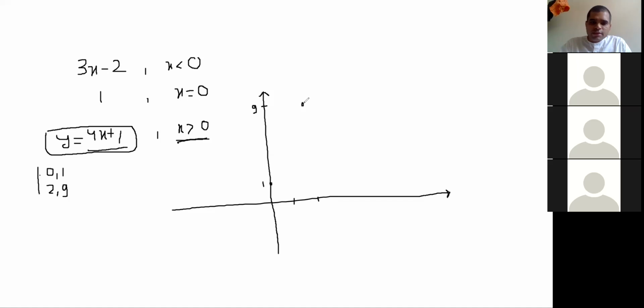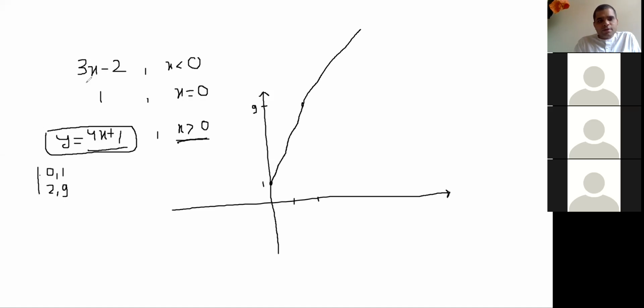Now join these 2 points. You'll get the graph for x greater than 0. This will go like this above. This is x greater than 0, and for x equal to 0, what is the value? 1. So there is already a dot here. For x equal to 0, the value is 1.